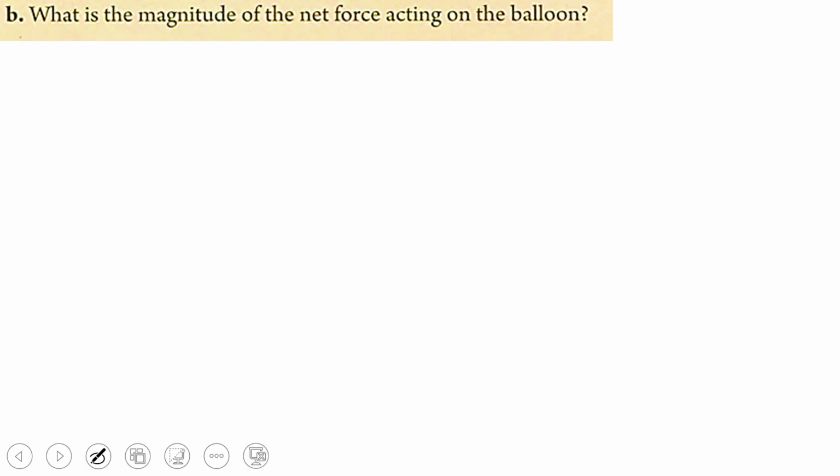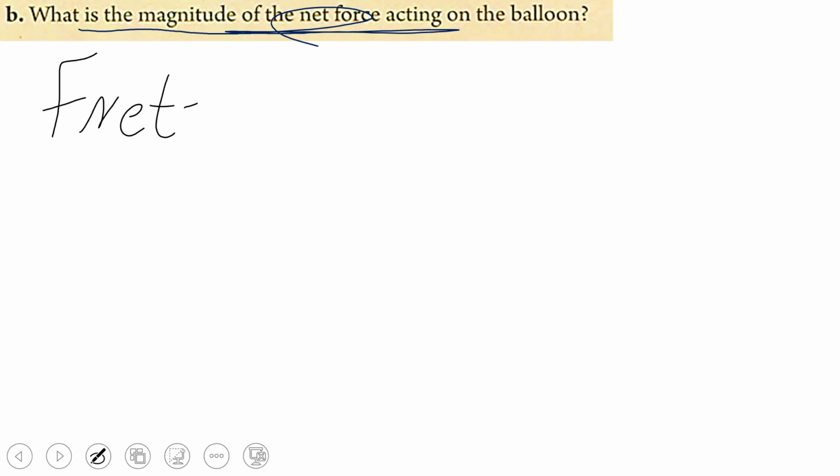Part B question said, what is the magnitude of the net force? Guys, be careful. The question said net force. If you remember, we studied the net force rule is equal to what? Equal to FB minus FG, buoyant force minus FG. How can we find Fnet?